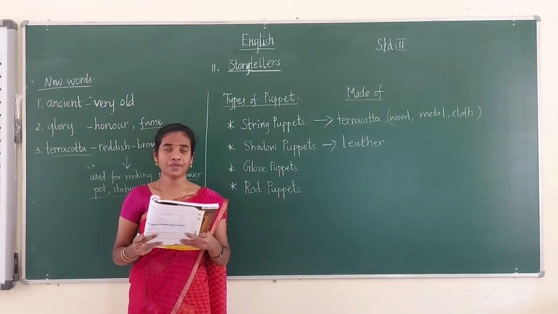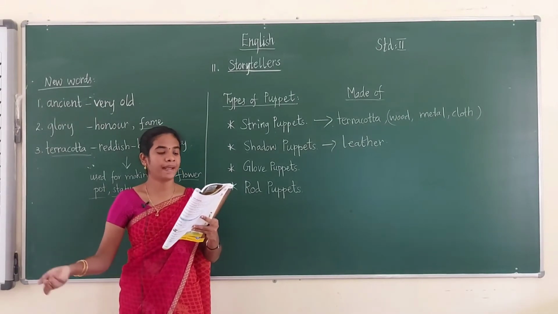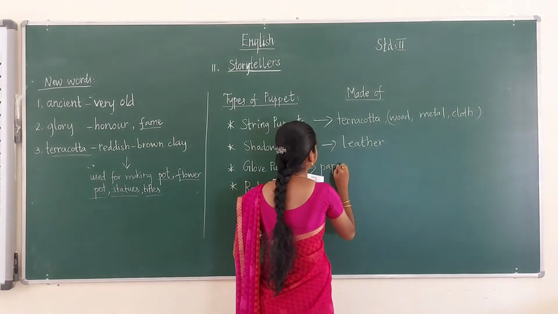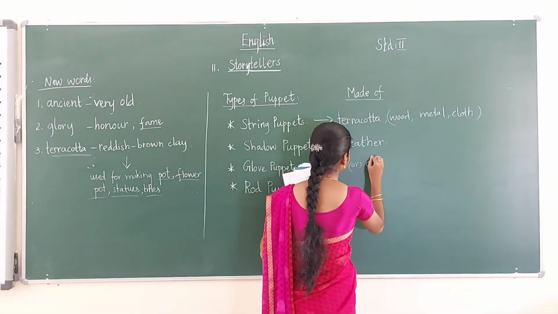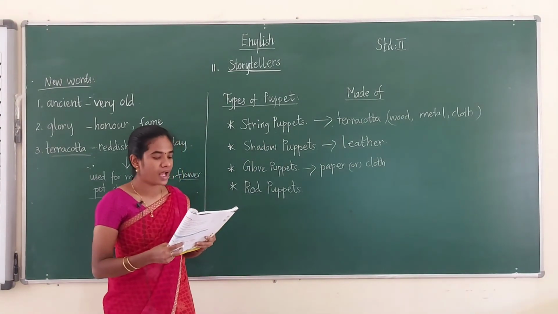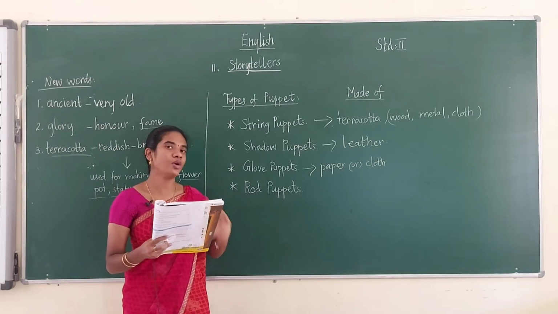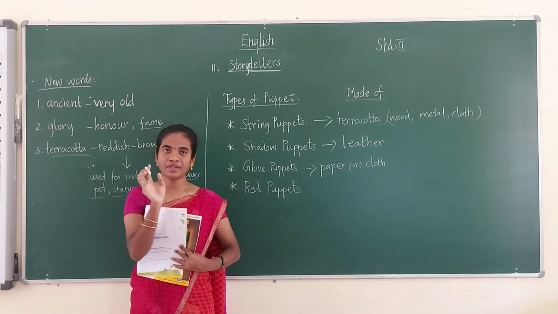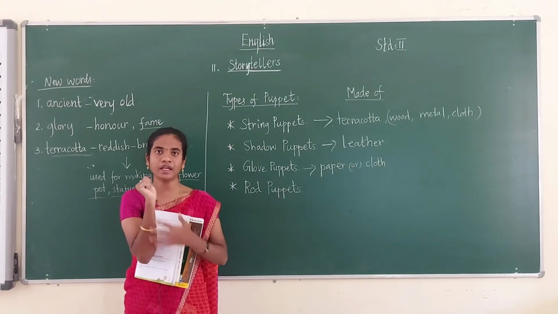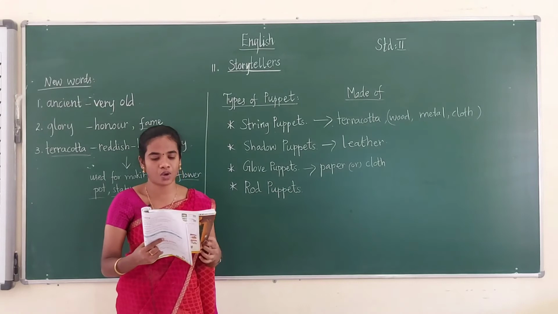Now you see in this picture, this is the glove puppet. Glove puppets are made of paper or cloth. We can make the glove puppet by paper or cloth. And now, in this picture, do you see any legs? No, the glove puppets don't have legs at all. Only from here to here you are able to see.